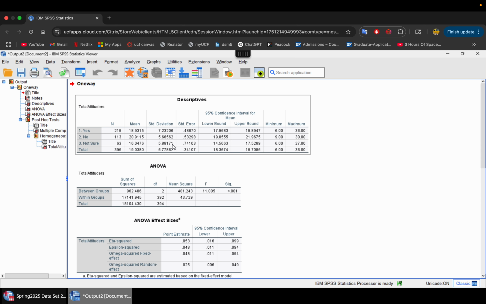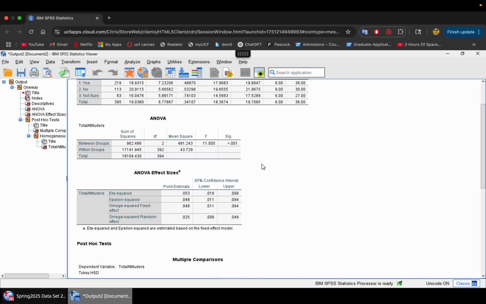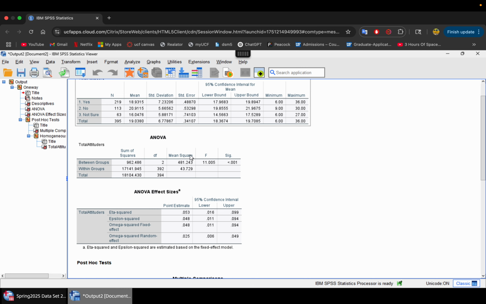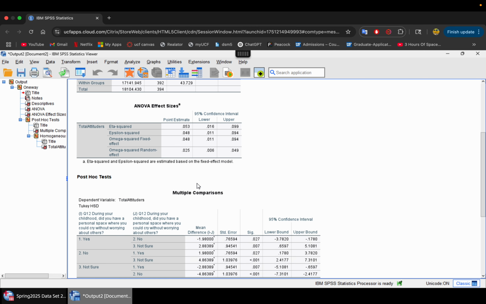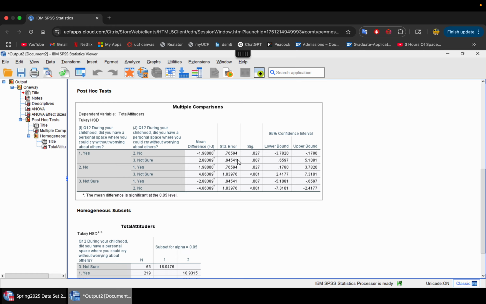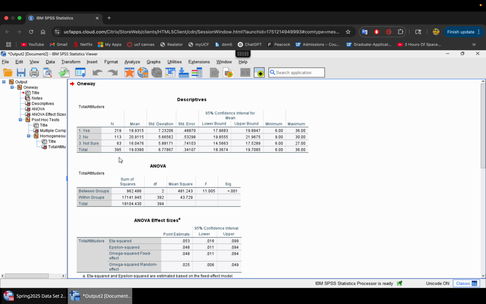So I know this is a lot to look at. You're going to get all of this stuff, but we're only going to be looking at these 3 boxes. Or actually, we're going to be looking at this box up here, this box right here, and then we're going to be looking at the post hoc tests right here. So how do we interpret this data? How do we see what's up? So from this box, we're going to look at the means.